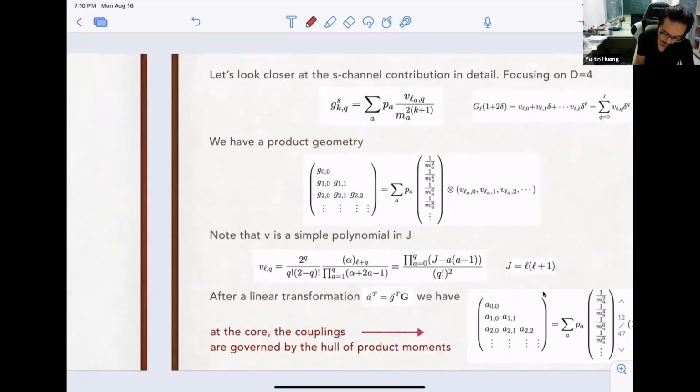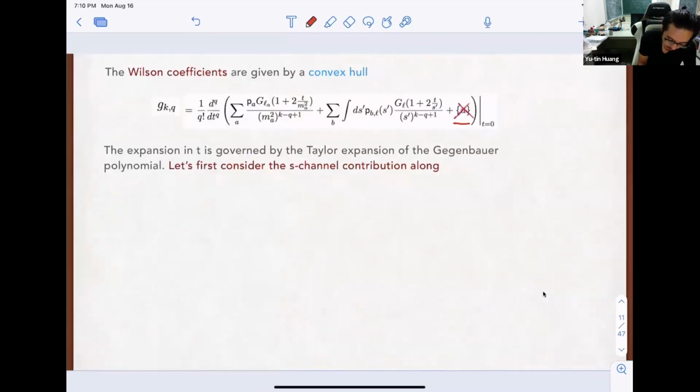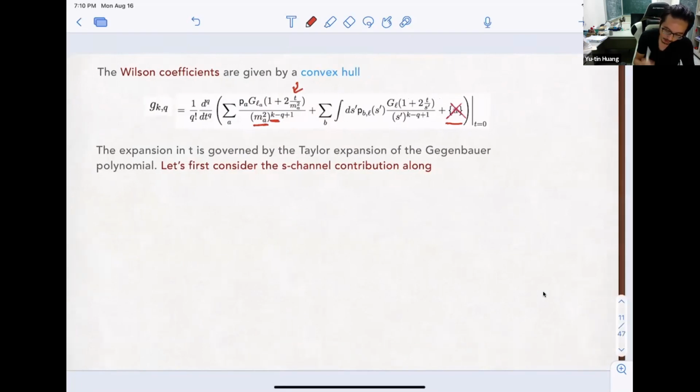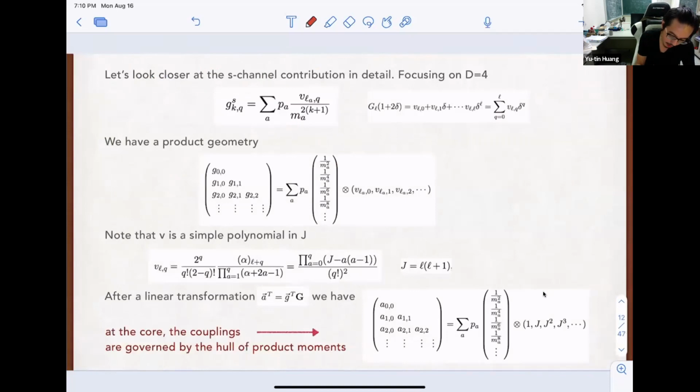Since I'm forgetting about the U channel contribution, it's just very simple, right? So GKQ is just associated with certain powers of my mass, or the mass of your UV state, and then certain degree of expansion of your Gegenbauer polynomial. So for the sake of simplicity, let's focus on four dimensions. Then the S channel contribution from GKQ basically has a very simple form. Again, MA is the mass of the UV state.